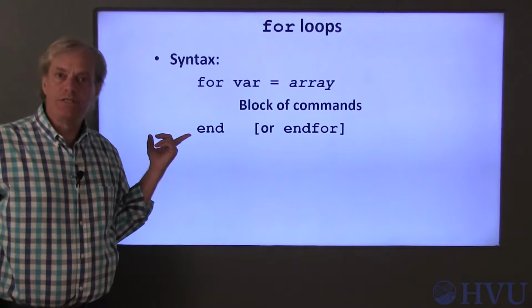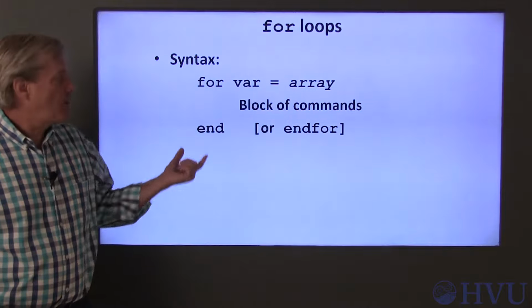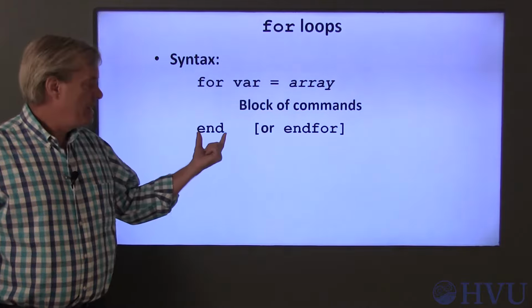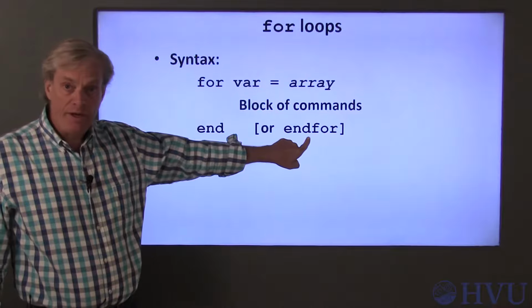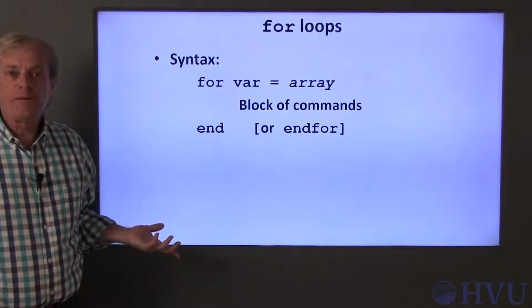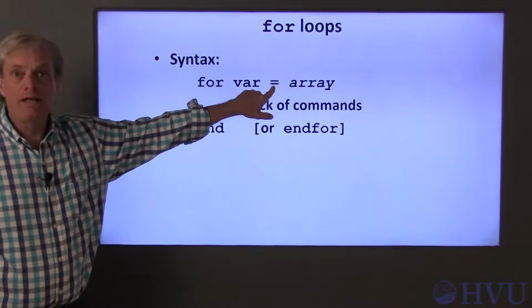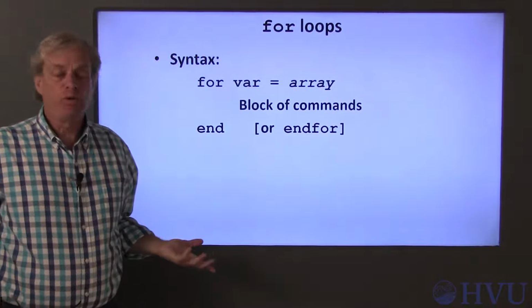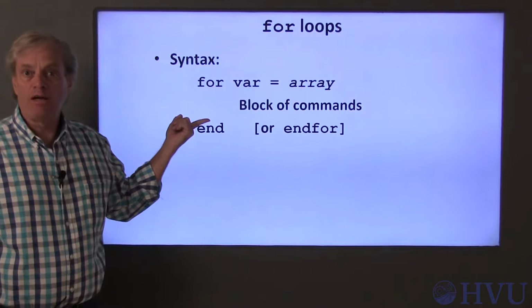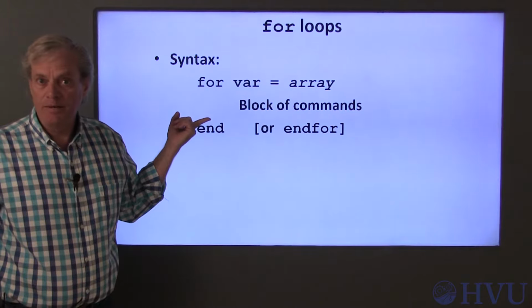This is the general syntax of a for loop. The loop starts with the word for and ends with the word end or end for. The for statement provides a variable name called var here, an equals sign, and an array. Between the for and the end statements is a block of code that will be executed repeatedly.